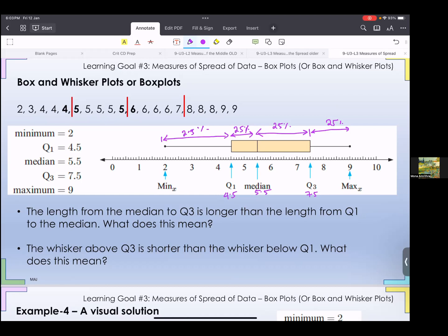So is the whisker above quartile 3 shorter than the whisker below quartile 1? What does this mean? That means there's a huge spread in the lower, in the first 25%. It has a huge spread in values. That means the lowest 25% are between 2 and 4.5.